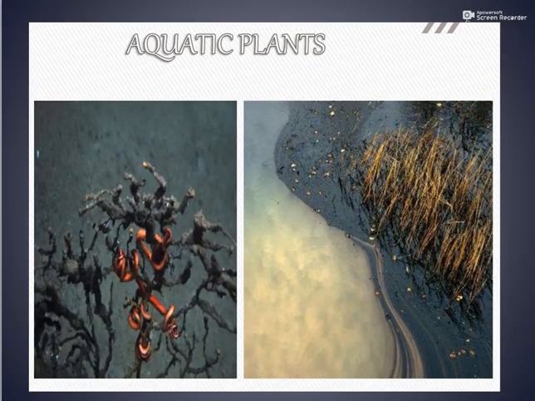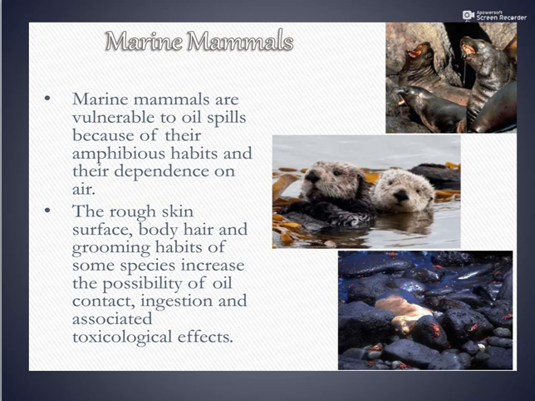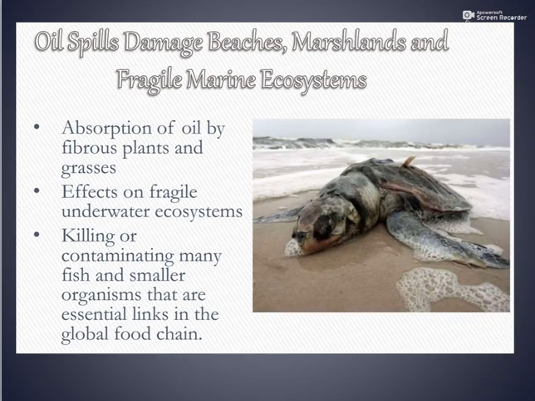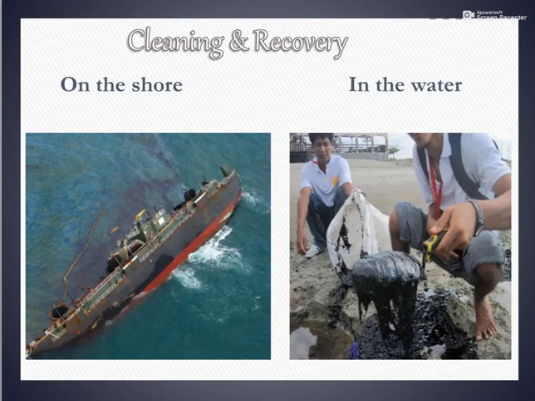The aquatic plants are getting affected, and the marine mammals are also vulnerable to oil spills because they have amphibious habits, and they also depend on the air. The rough skin surface, the body hair, and the grooming habits of some species increase the possibility of oil contact, ingestion, and associated toxicological effects. These pictures depict how oil spills are affecting the fauna of the seafloor. And you can see that various beaches are also being converted into places that we cannot handle.